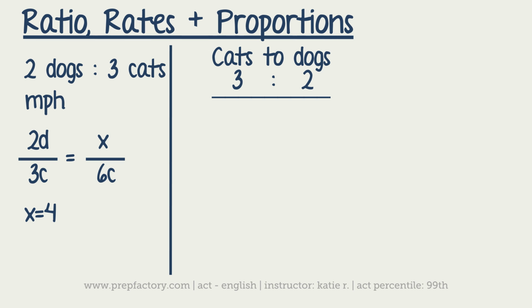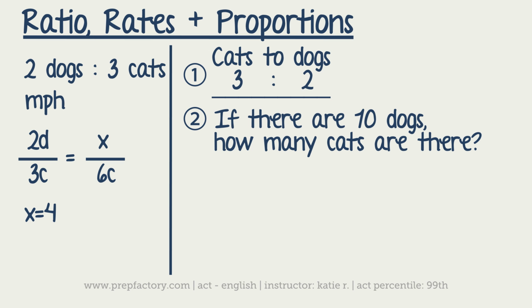The other thing is just what I did. So problem number 2 would be something like, if there are, let's see, 10 dogs, how many cats do we have? Okay, so if there are 10 dogs, how many cats are there? Great. So we have 3 cats for every 2 dogs, and that's going to be equal to X number of cats over 10 dogs.